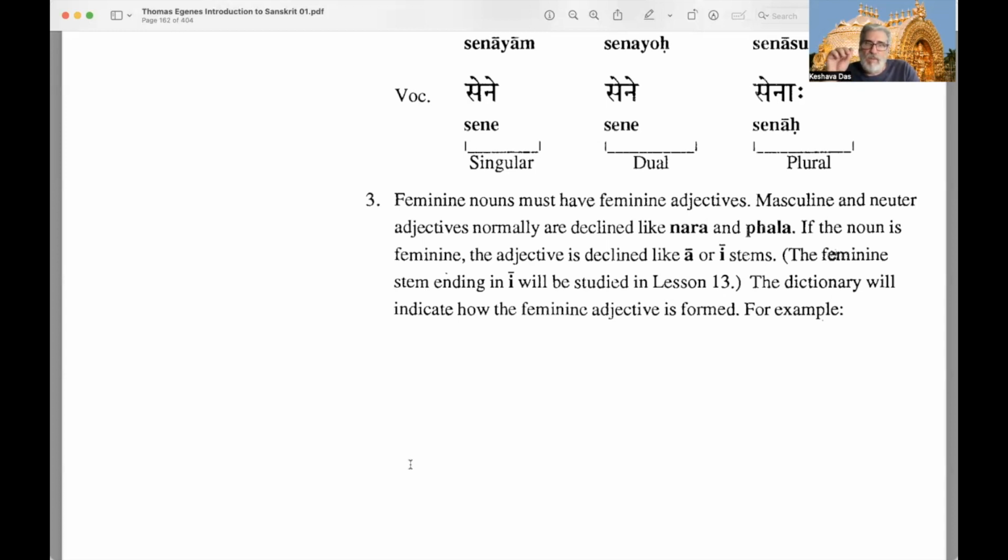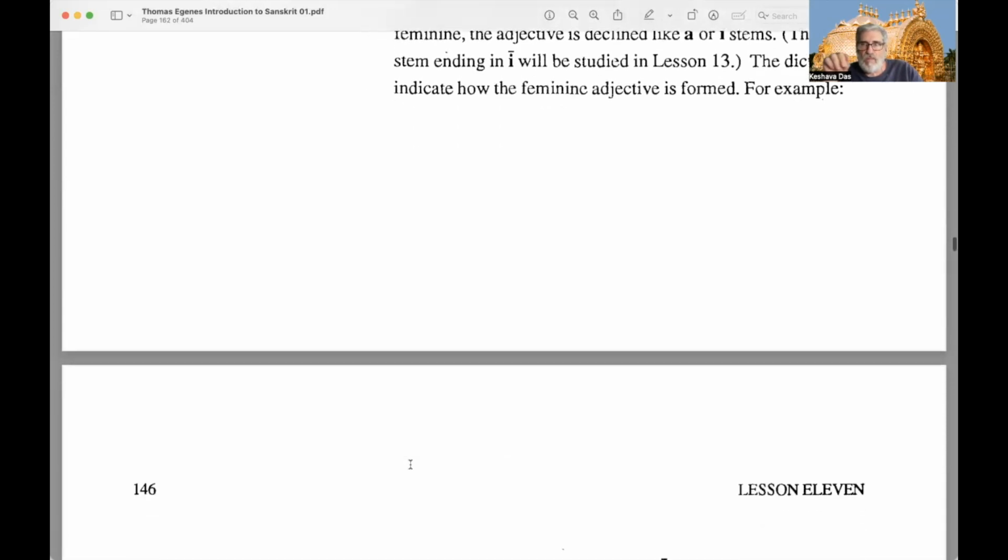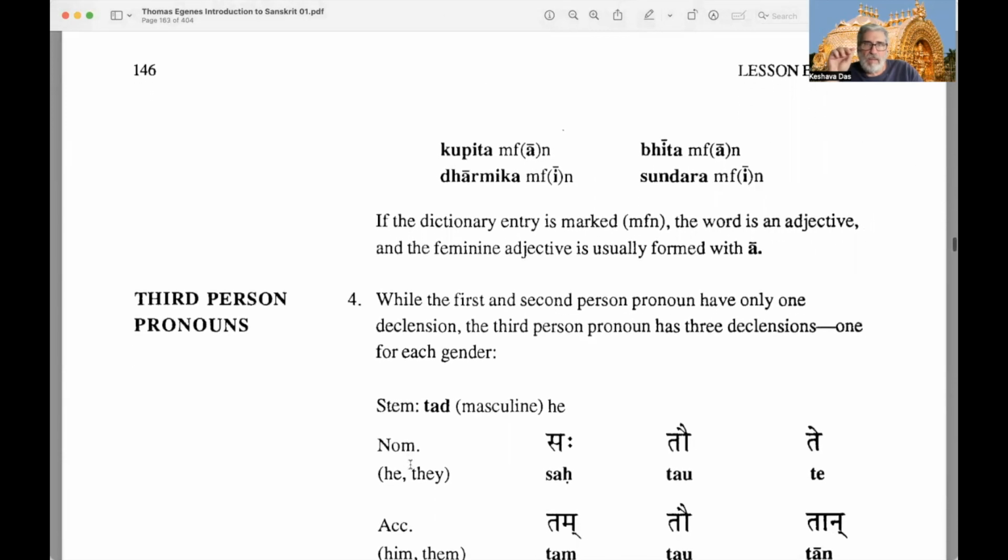So the dictionary will indicate how the feminine adjective is formed. If we look up the word in the dictionary, we'll find out. So for example, here are some examples: kupita, bhita, dharmika, sundara. These are adjectives. You notice that it says masculine, feminine, and neuter, MFN. But in between the M and F and the N, in brackets, there's a long A ending, or long I ending.